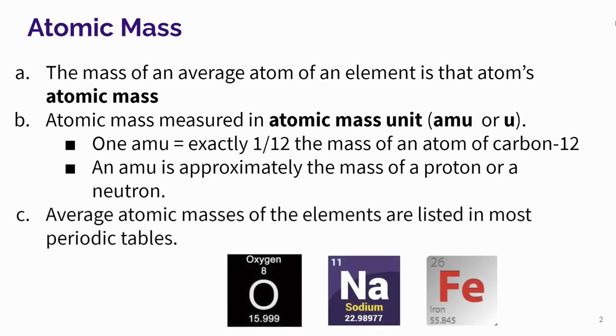The average atomic mass of elements are listed in most periodic tables, and as seen in the example below, there are blocks from the periodic table for oxygen, sodium, and iron. And so oxygen, whose atomic number is 8, has an average atomic mass of 15.999 AMUs. Sodium, atomic number 11, has a mass of nearly 23 atomic mass units, and iron, atomic number 26, has a mass of about 55.9 atomic mass units.